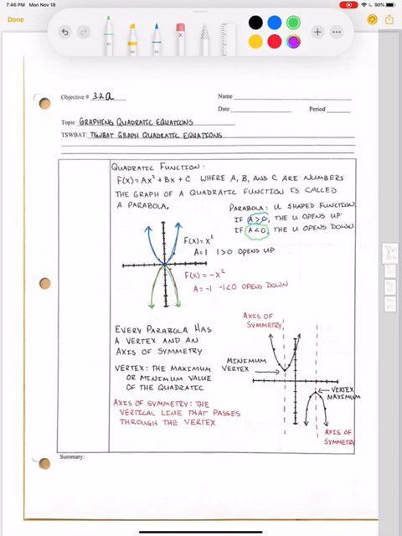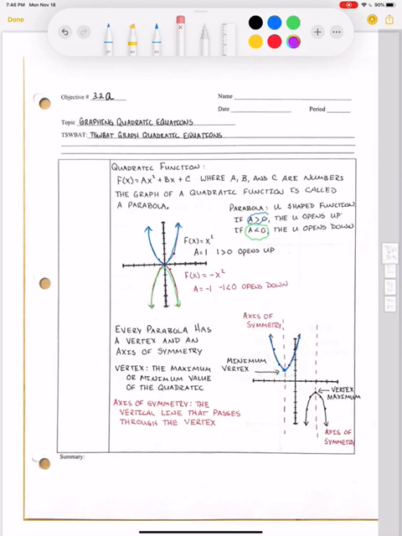Every parabola has a vertex and an axis of symmetry. A vertex is the maximum or minimum value of the quadratic. It's also the point where the direction of the quadratic function changes. So if you look at this graph, for example, it changes direction. It starts going down, down, down, down, down. It gets to the vertex, and then it starts going up, up, up, up, up. This vertex is a minimum value because it's the lowest point of the function, and it's where the direction of the graph changes.